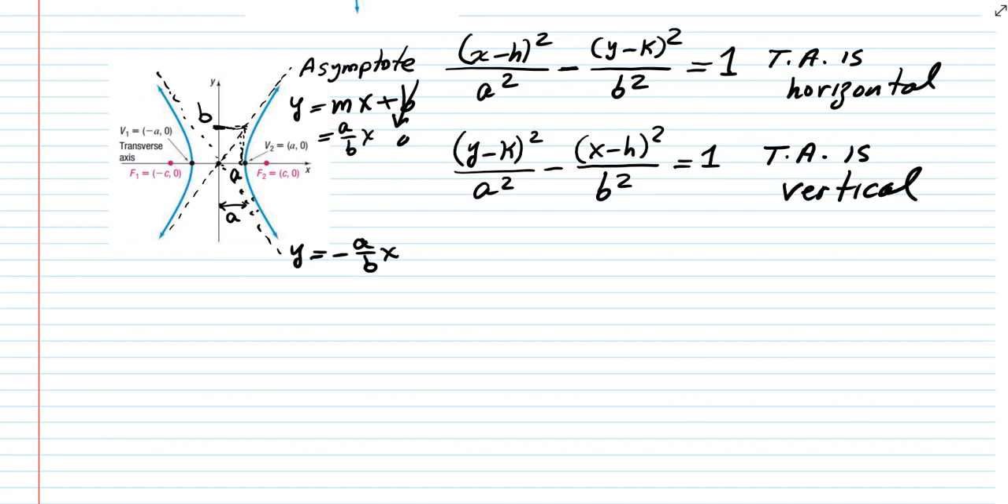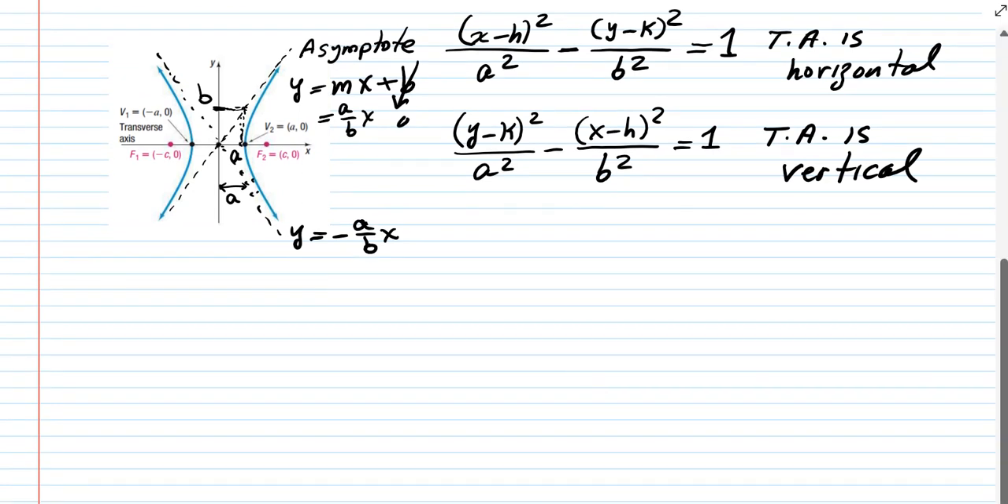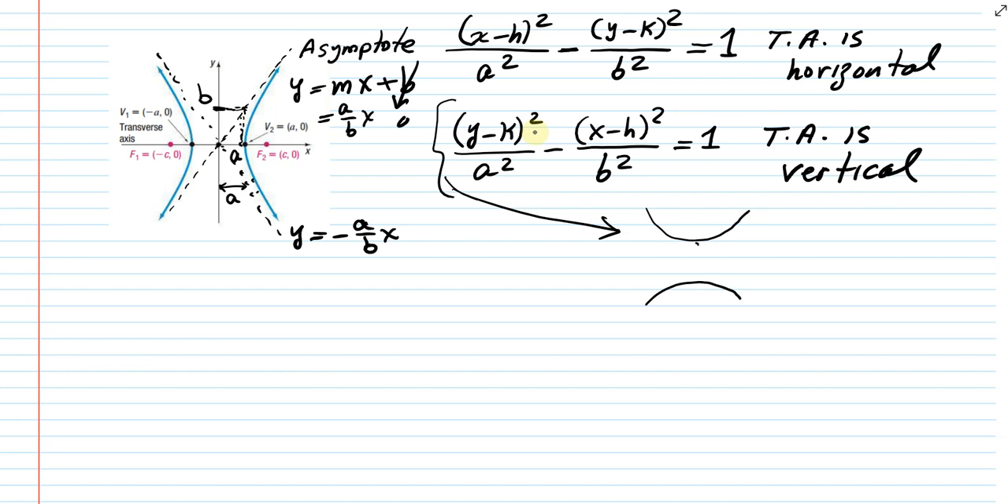Okay, so let's begin and take a look at an example. Oh, before we do, just one point about the bottom equation, the one that I'm showing you here. This equation would give you hyperbolas that have vertical transverse axis. There you go. See that? Vertical transverse axis.